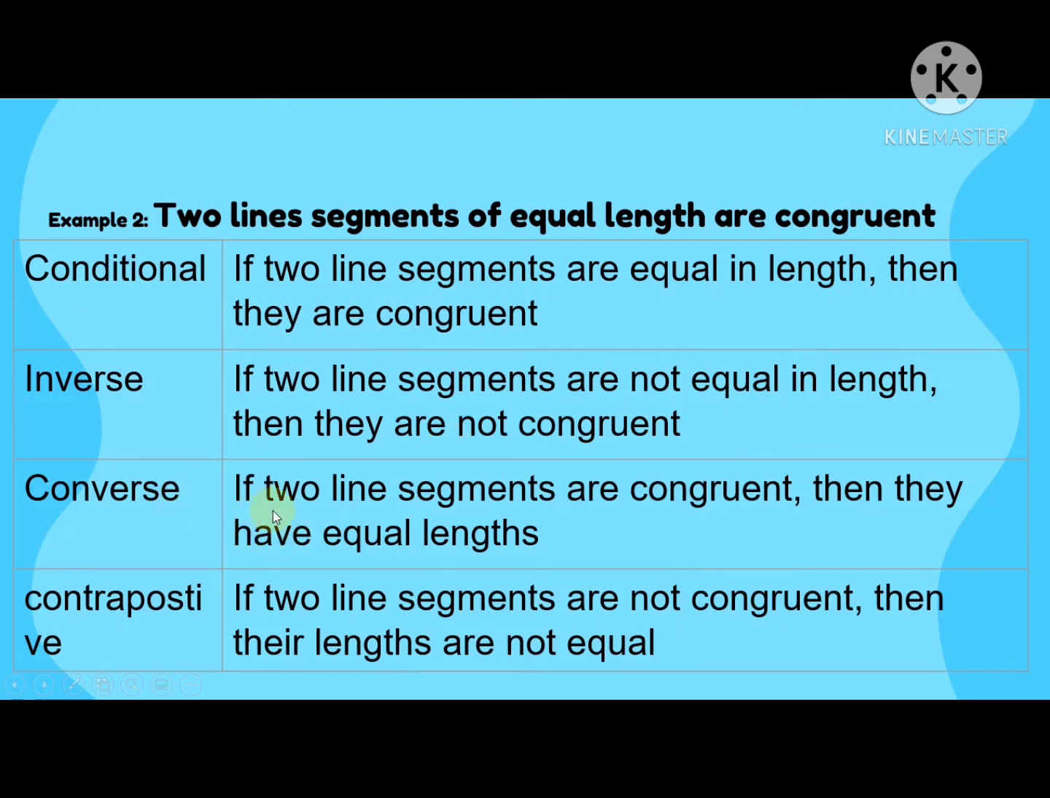Okay, proceed naman tayo sa converse. So, si converse, remember, kapag converse, siniswitch natin yung hypothesis and conclusion ni conditional statement. So, if two line segments are congruent, sinwitch natin, then they have equal lengths. Okay? Next, kapag contrapositive naman, you negate the converse statement, you form the contrapositive. So, if two line segments are not congruent, then their lengths are not equal. Is that clear?